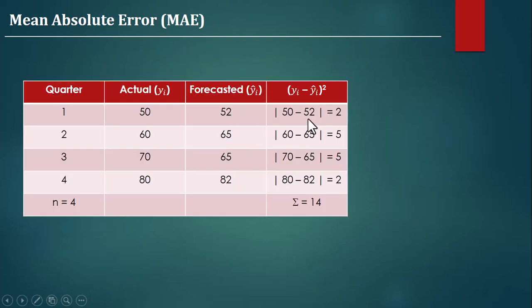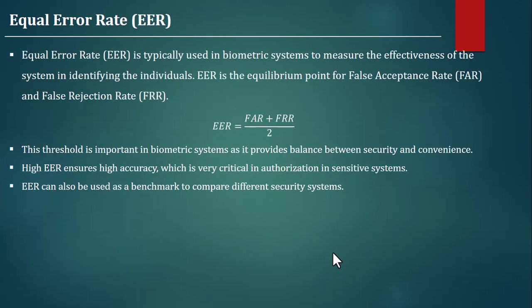And in the same example, the only difference is that now we are not squaring it, rather we just have to take the mod of that. So 50 minus 52, mod of that, the answer is minus 2, but when we take the mod or absolute value, it will give us plus 2. So 2, 5, 5, 2, error is 14, and then we are dividing it by n, that is 4, so mean absolute error is 3.5. So this is how we are computing MAE.